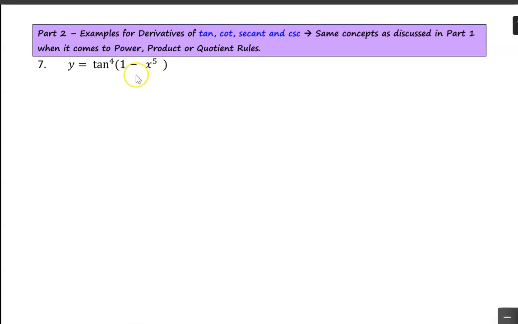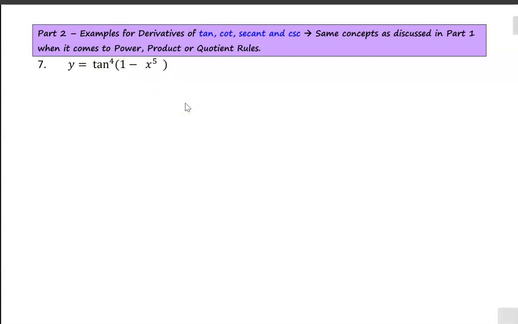That means you have to multiply by derivative of the argument. At the same time, you have to apply the derivative of tangent. And don't forget that because it's raised to the power of 4, your very first step is to take care of this function raised to a power. So let's get started with that.